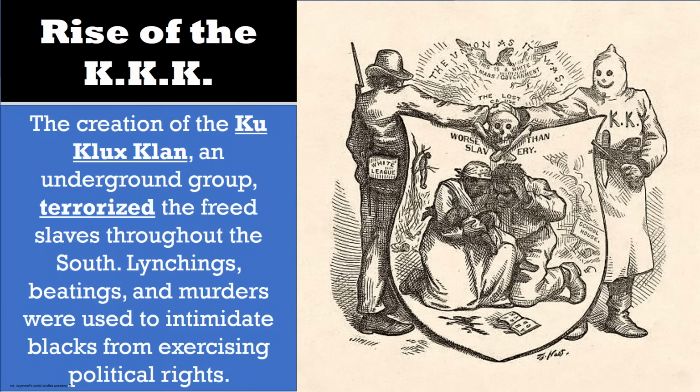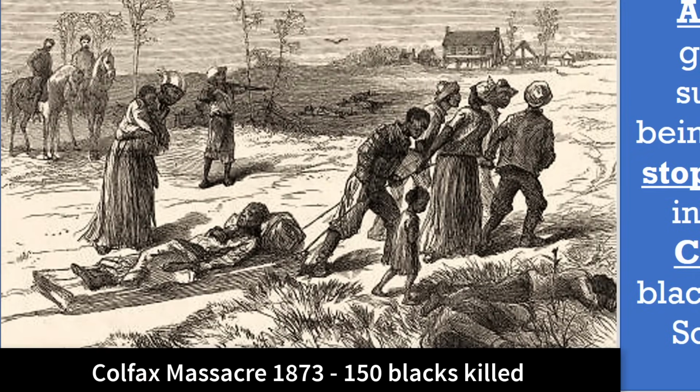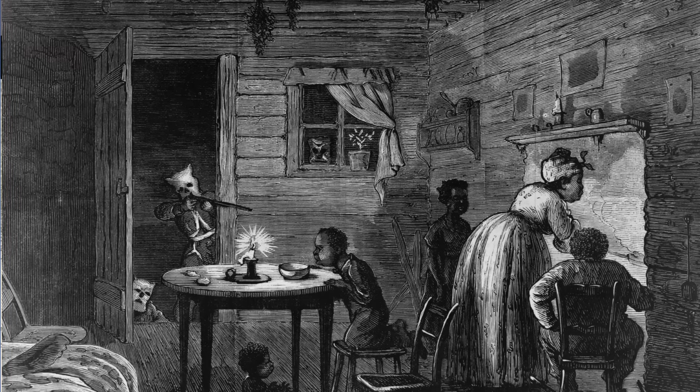The creation of the Ku Klux Klan, an underground group, terrorized the freed slaves throughout the South. Lynchings, beatings, and murders were used to intimidate blacks from exercising political rights. In 1871, Congress passed the Force Acts and the KKK Acts to dismantle the group, and were semi-successful for the time being. However, that didn't stop the violence. In 1873, in what is known as the Colfax Massacre, 150 blacks were killed by Southern Democrats in Louisiana. And violence like this took place throughout the South.